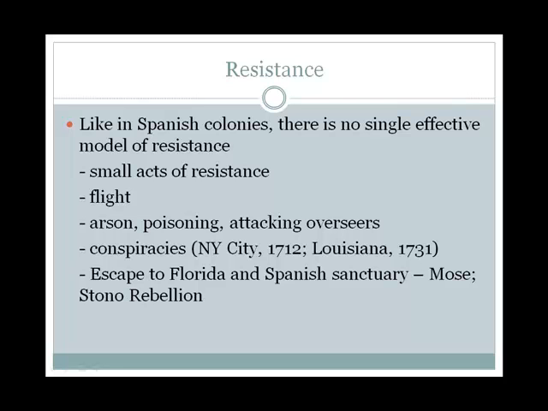Now, this concludes our look at the colonies in the Western Hemisphere. And we'll move on in the next module and take a look at what is happening during this Revolutionary War period and the aftermath of the Revolutionary War.